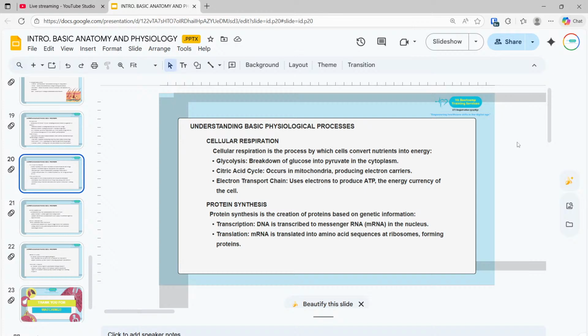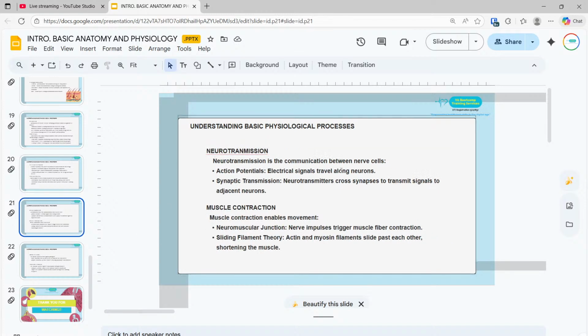Another physiological process that is very important is protein synthesis. This is the creation of proteins based on genetic information. For transcription, DNA is transcribed to messenger RNA or mRNA in the nucleus. And then for translation, mRNA is translated into amino acid sequences at ribosomes forming proteins. Okay, so these are all the physiological processes. Let's continue.